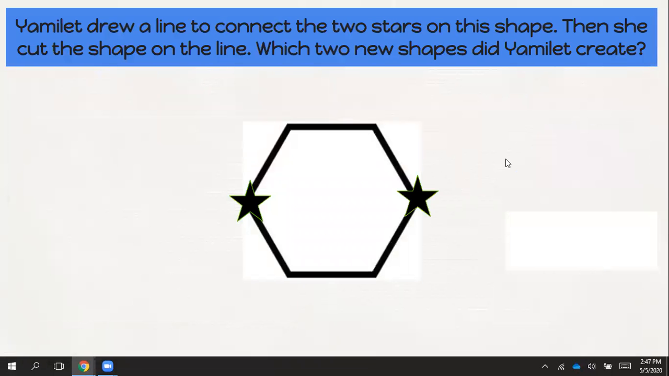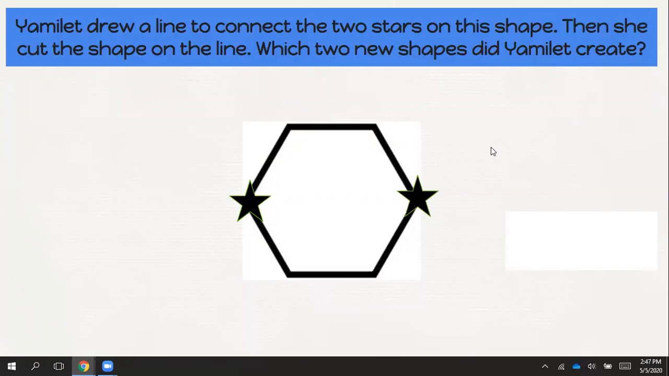This is a question that you might see on your quiz or something similar to it. It says Yamilet drew a line to connect the 2 stars on this shape. Then she cut the shape on the line. Which 2 new shapes did Yamilet create?